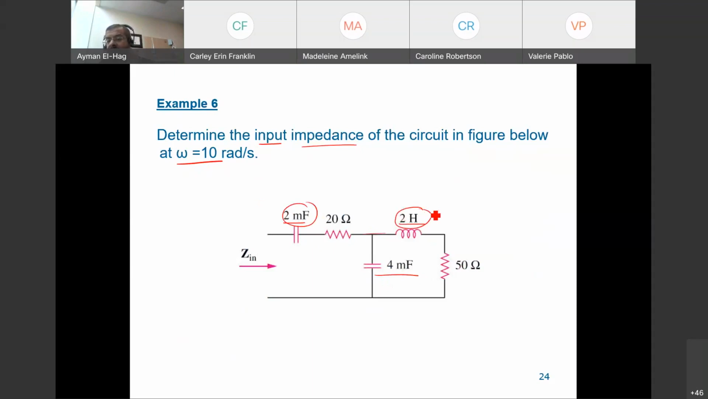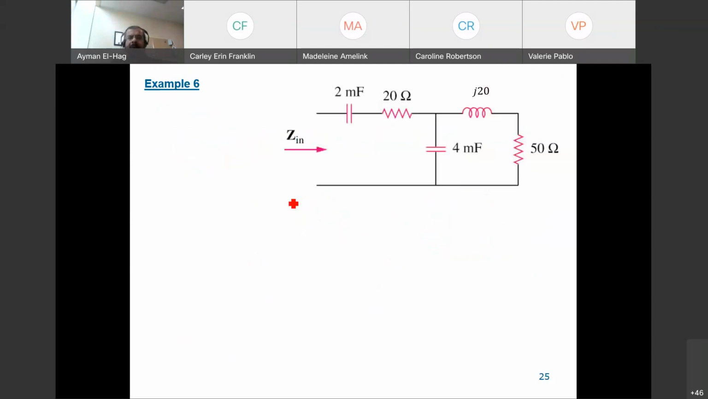You have to convert this into j omega L so that it will be in ohm. If it is in ohm, you can add ohm with ohm, but you cannot add henry with ohm. Same thing for the capacitor. You have to change it to minus j over omega C so that you will be able to do that. Okay, so let's move on here.